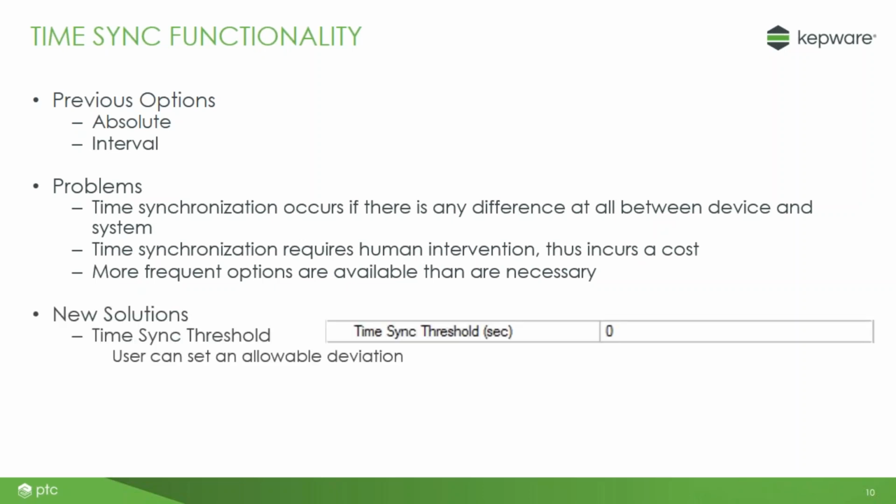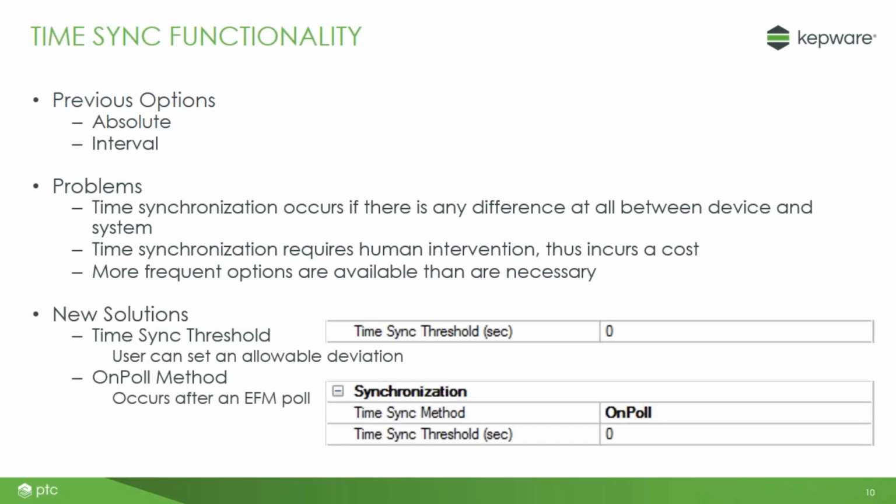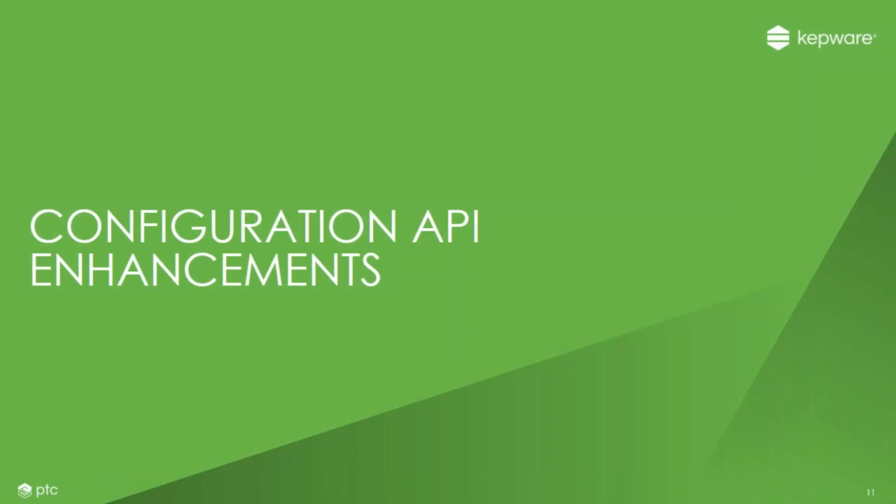So now we have a couple options where we can set a time sync threshold. So set an allowable deviation. So let's say it's 2 minutes. If it's 2 minutes out of sync, then we'll sync the time. Or if we're already going out to that device to make a poll anyway to get data, just do the time sync and do two things at once there and maximize our communication options with the device. So again, both of those were very specific to specific markets.